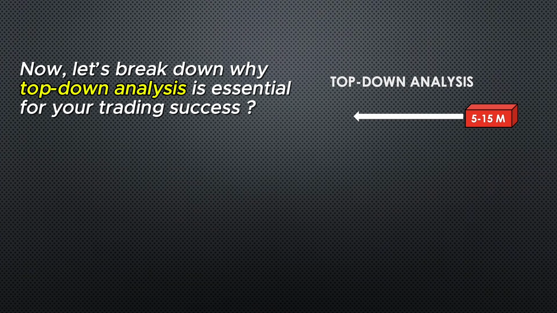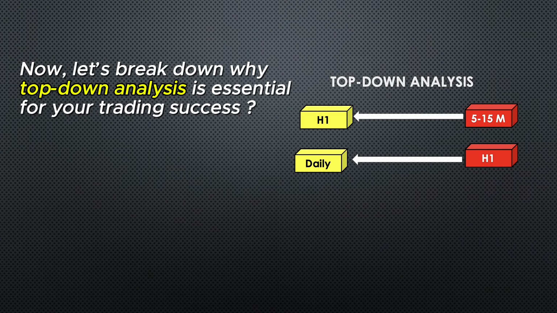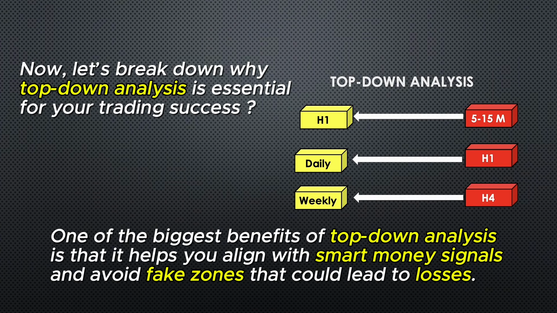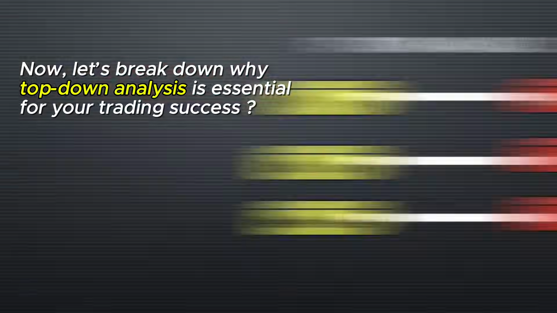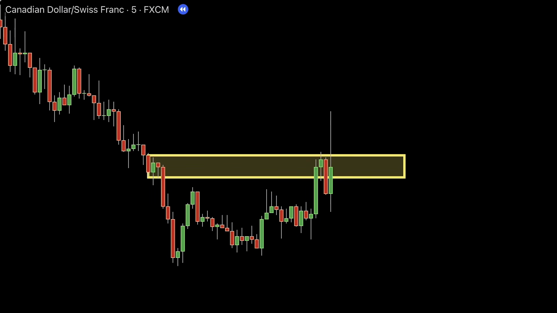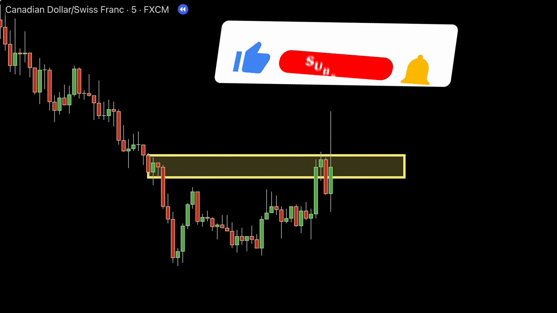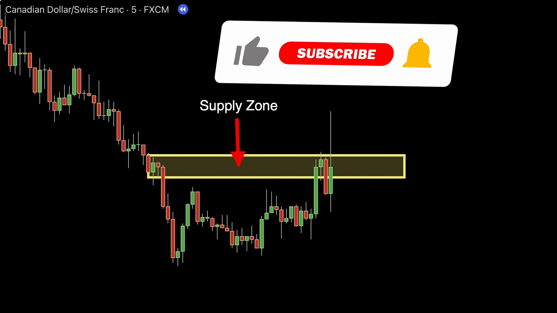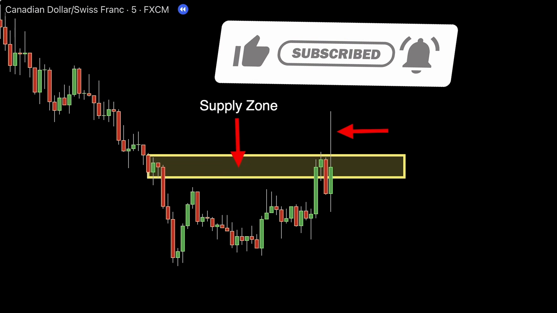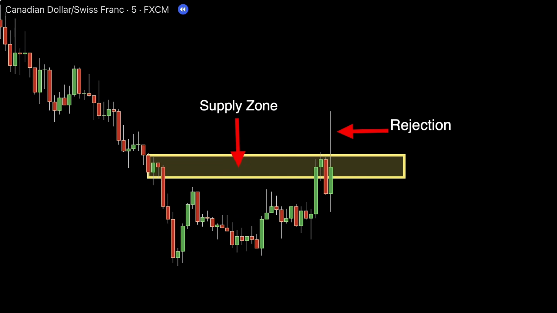Now, let's break down why top-down analysis is essential for your trading success. One of the biggest benefits of top-down analysis is that it helps you align with smart money signals and avoid fake zones that could lead to losses. Here's a great example. Let's say you're analyzing the US dollar Canadian dollar on the 5-minute chart. You spot what looks like a strong supply zone, and as the market approaches, there's a clear rejection, making it seem like the price is set to move down.